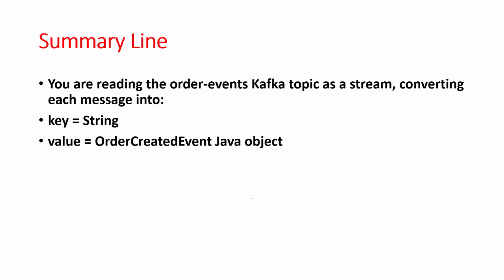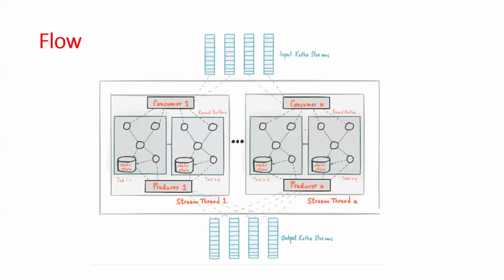Okay. Now, overall summary, what we are doing: you are reading the order events from the Kafka topic as a stream and converting them into our OrderCreatedEvent Java object here. Hope you got some clear understanding now about Kafka Streams.